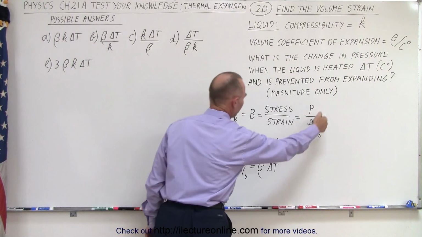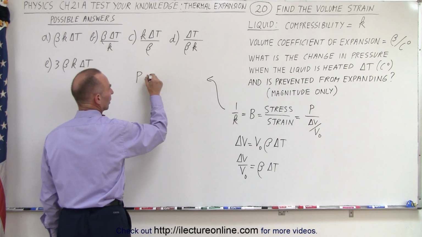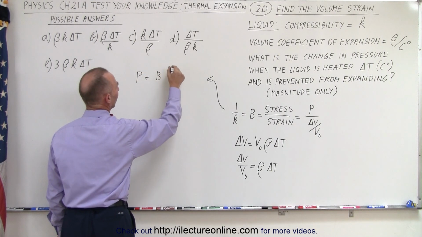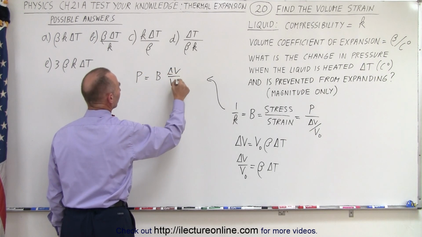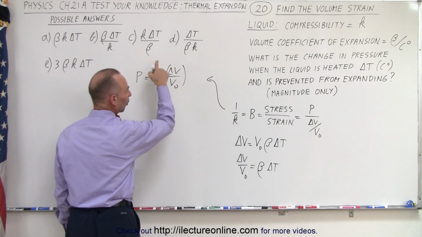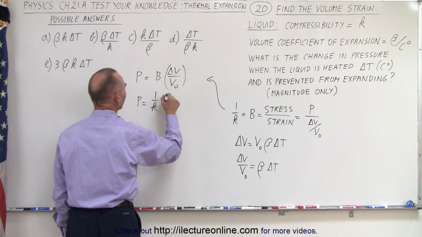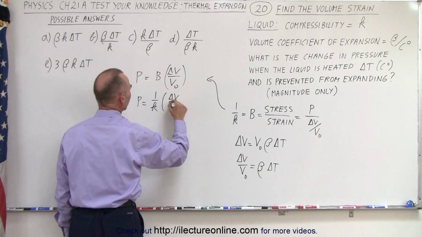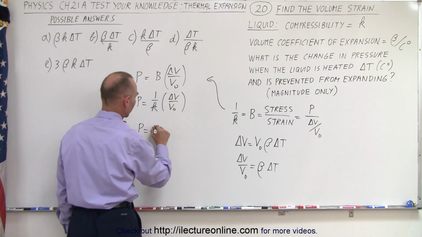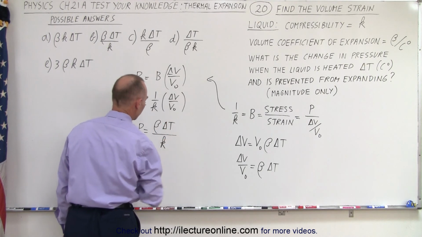All right, so that means if I want to know the pressure, if I take a look at this equation right here, I want to solve this for pressure, I can say that the pressure is equal to the bulk modulus times the change in the volume over the original volume. So this we already have. Now the bulk modulus is 1 over K, so that means that the pressure is equal to 1 over K times the change in the volume over the original volume. And so therefore the pressure is equal to beta times the change in the temperature divided by the compressibility.